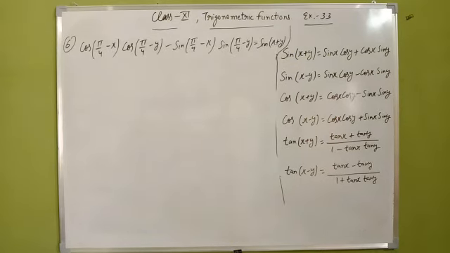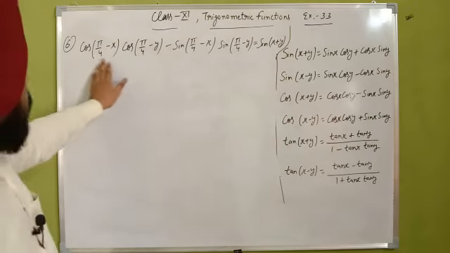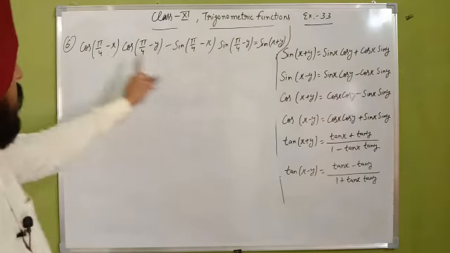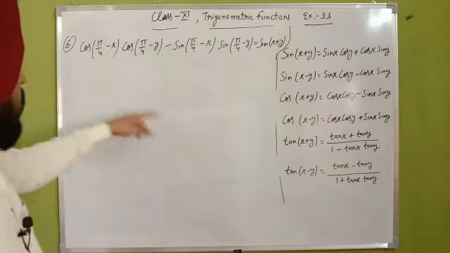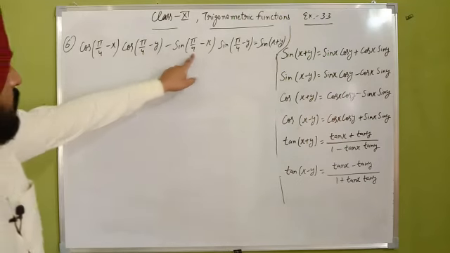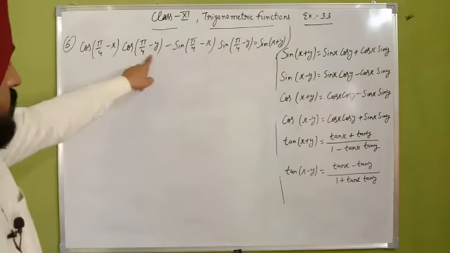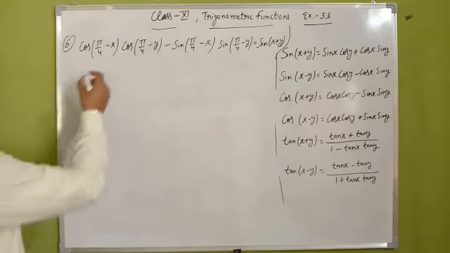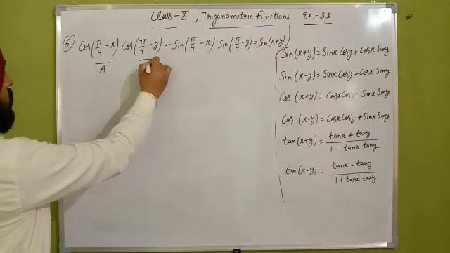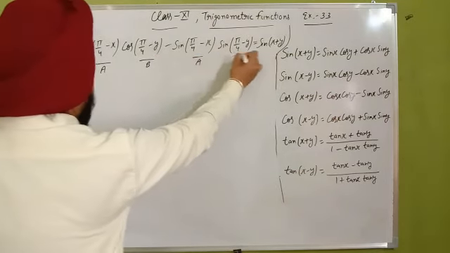Now look at question number 6, that is cos(pi by 4 minus x) into cos(pi by 4 minus y) minus sin(pi by 4 minus x) into sin(pi by 4 minus y). We have to show that it is equal to sin(x plus y). Now by checking the left hand side, we can observe the identities there. You have to check which identity is applicable. You can see this pi by 4 minus x, pi by 4 minus x also there, pi by 4 minus y, pi by 4 minus y. So we can say this pi by 4 minus x as a and pi by 4 minus y as b.